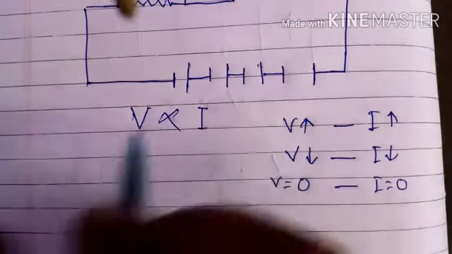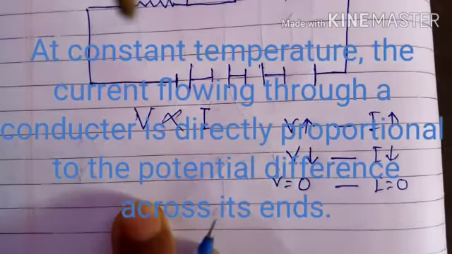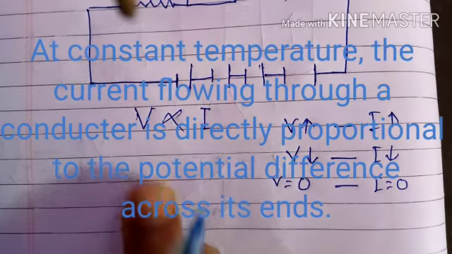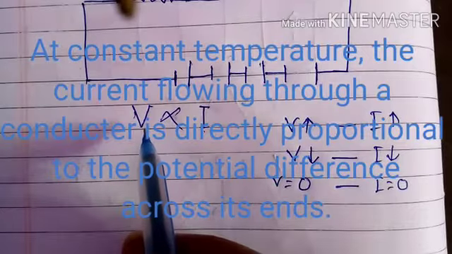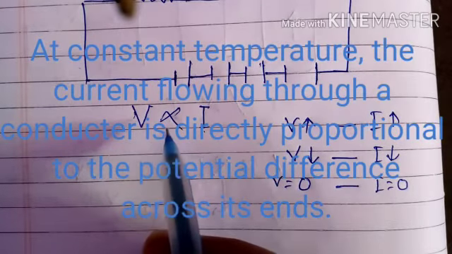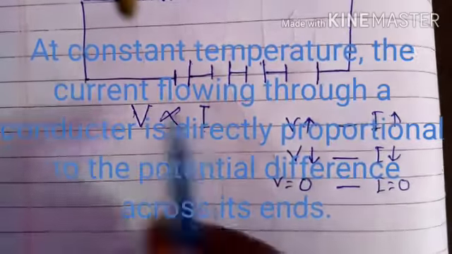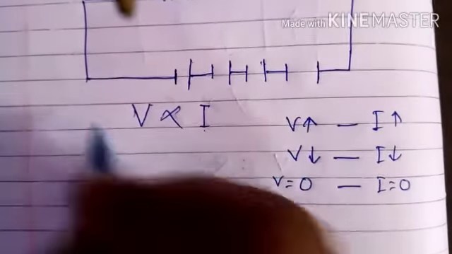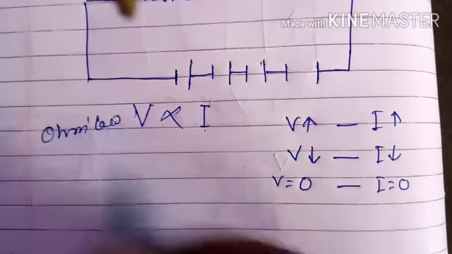So from this relation, that means at constant temperature, the current flowing through a conductor is directly proportional to the potential difference across its ends. This is Ohm's law. This is Ohm's law, students.